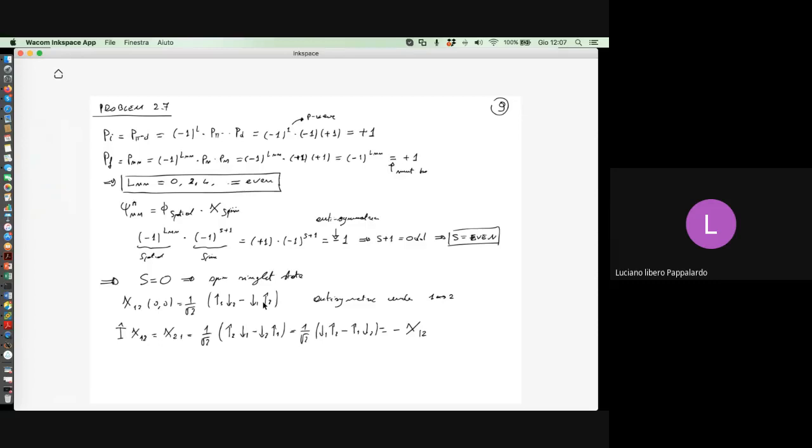So by applying conservation of parity and imposing the antisymmetrization of the wave function, we realize that S can only be even. And so since we have a system of two spin 1/2 particles, S can only be 0. And so in a singlet spin state.